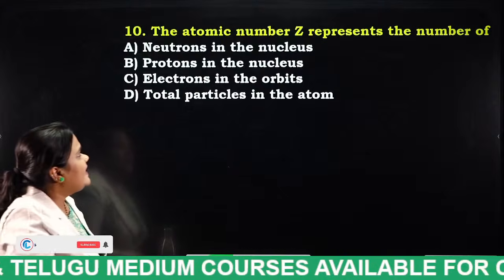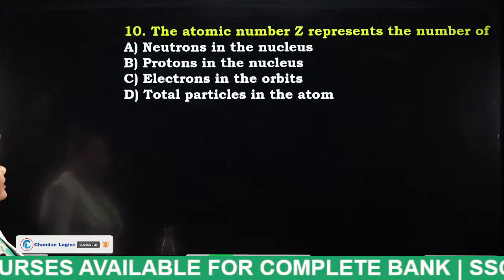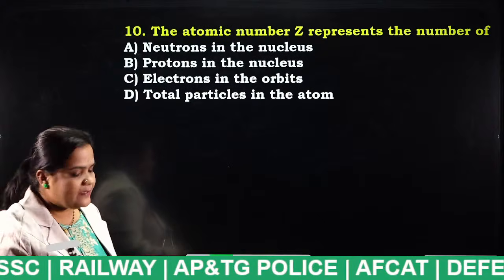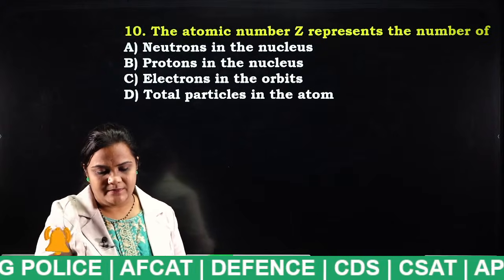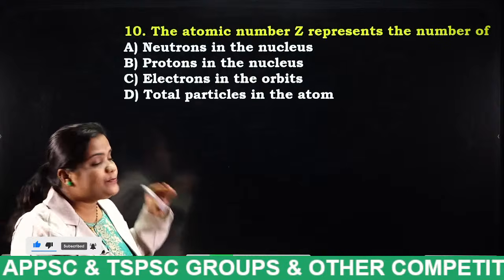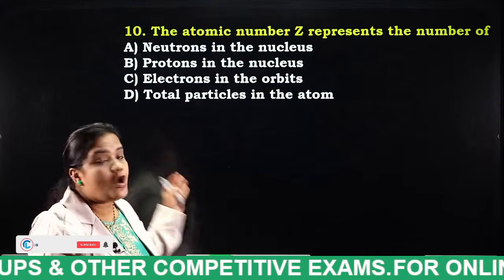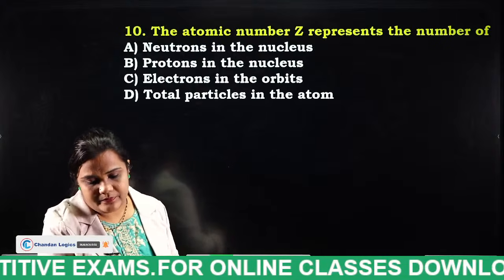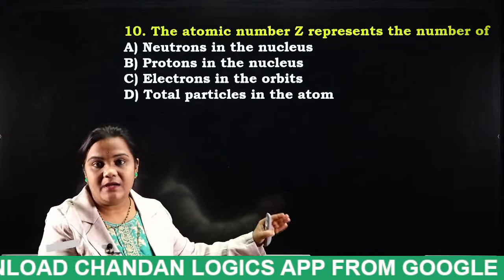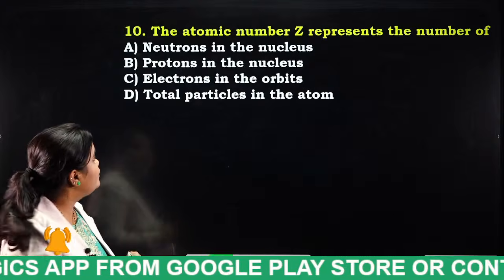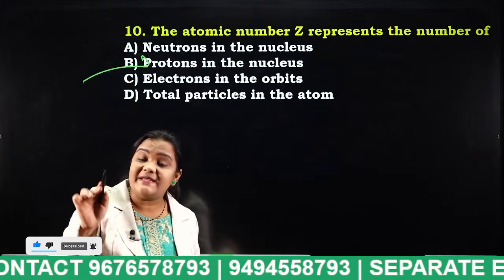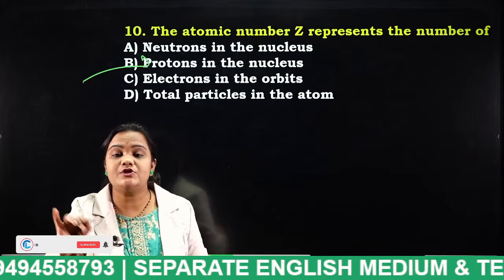Stationary circular path. The atomic number Z represents the number of neutrons in the nucleus, protons in the nucleus, electrons in the neutron orbits, or total particles in the atom. I have already told you what atomic number is, what atomic mass is, and what atomic mass unit is. Very good students. Protons in the nucleus. Atomic number is nothing but the number of protons present in the nucleus. It is denoted by Z.